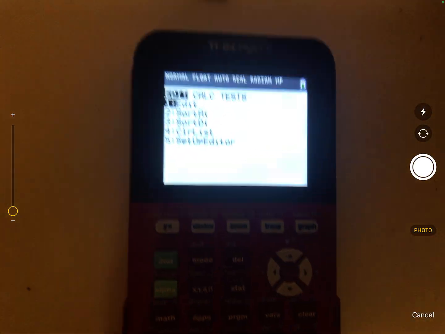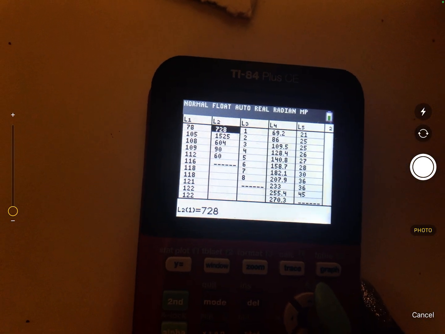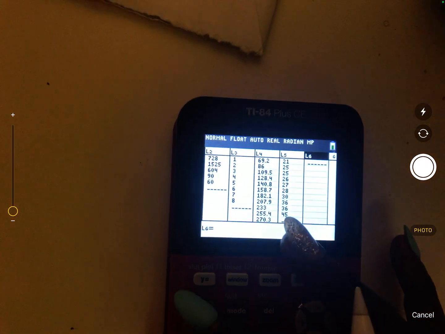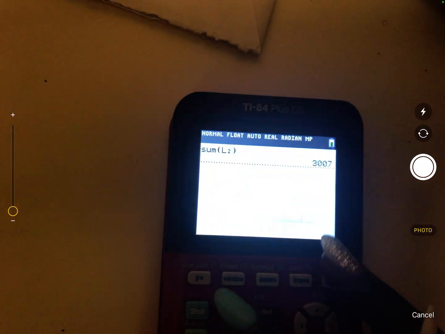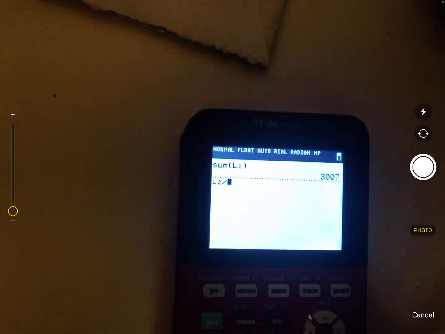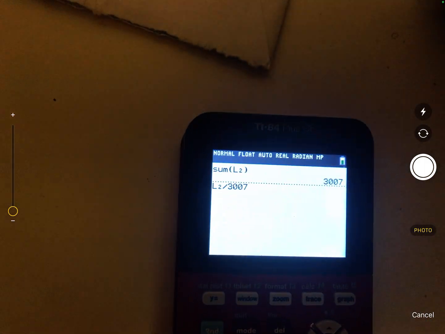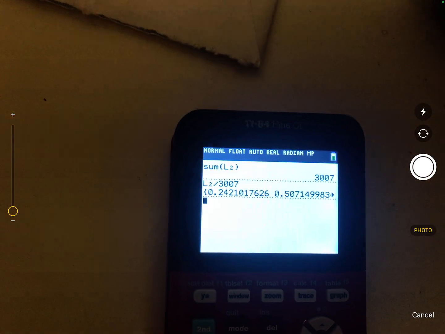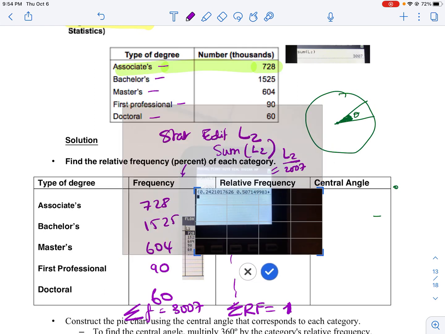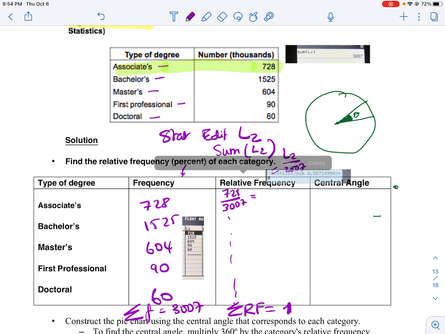So going back to stat edit. L2 is already taken. Let's go to L6. I'm going to make it second function. Or you could just come here and say you want L2 divided by second function L2 divided by what? 3007. You can just do that. Here we go. Okay? We can just do it this way, so we don't have to put in a list if we don't want to. And you just use the arrow to move it. Okay, so there it goes.